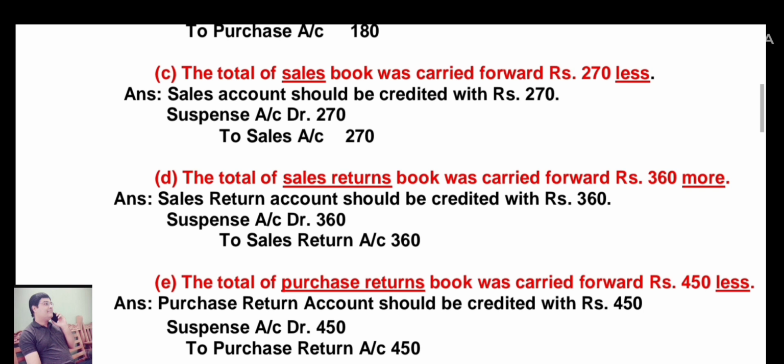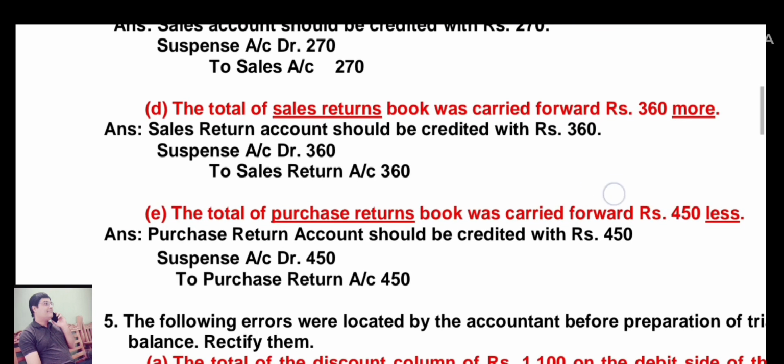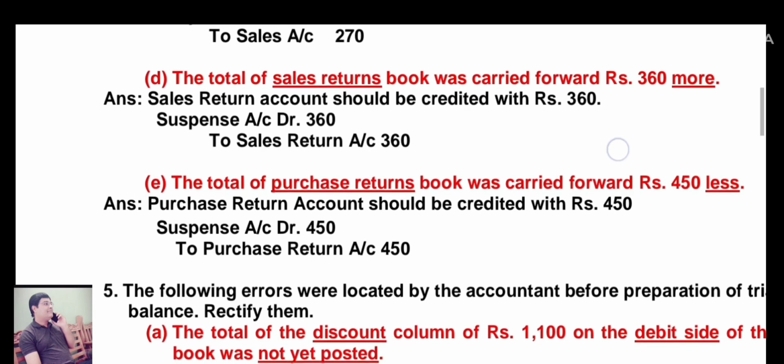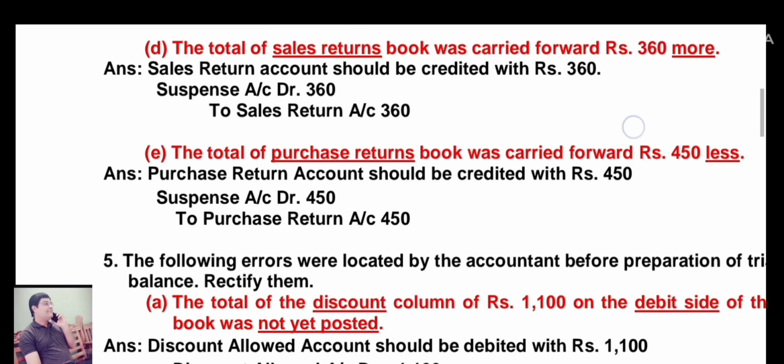Next question. The total of sales return book was carried forward rupees 360 more. More means extra, over cost. So opposite entry. Normally sales return is a debit balance, but opposite means credit. So the answer is sales return account should be credited with rupees 360. So the answer for rectifying entry is suspense account debit to sales return account.